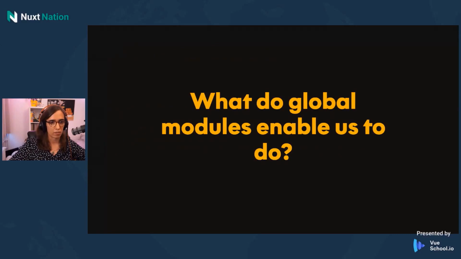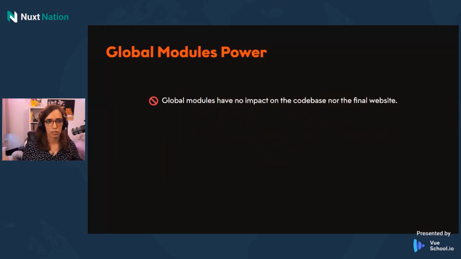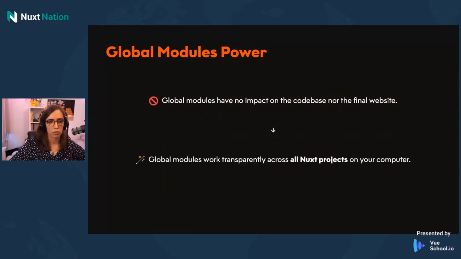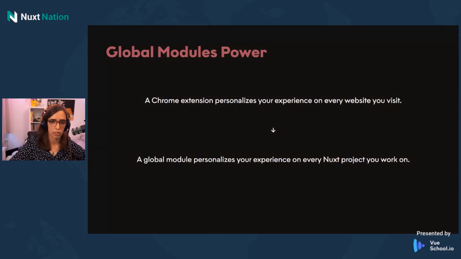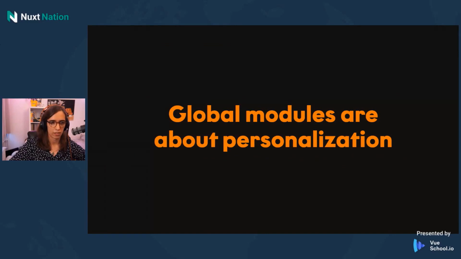Because indeed, when we think about what global modules enable us to do, because global modules have no impact on the code base nor the final website, this allows global modules to work transparently across all Nuxt projects on your computer. I think a great metaphor for that is to think of global modules a bit like Chrome extensions. A Chrome extension personalizes your experience on every website you visit, and therefore, a global module personalizes your experience on every Nuxt project you work on. Okay, got it. So global modules are about personalization. And now that we got that, let's talk about a few module examples.